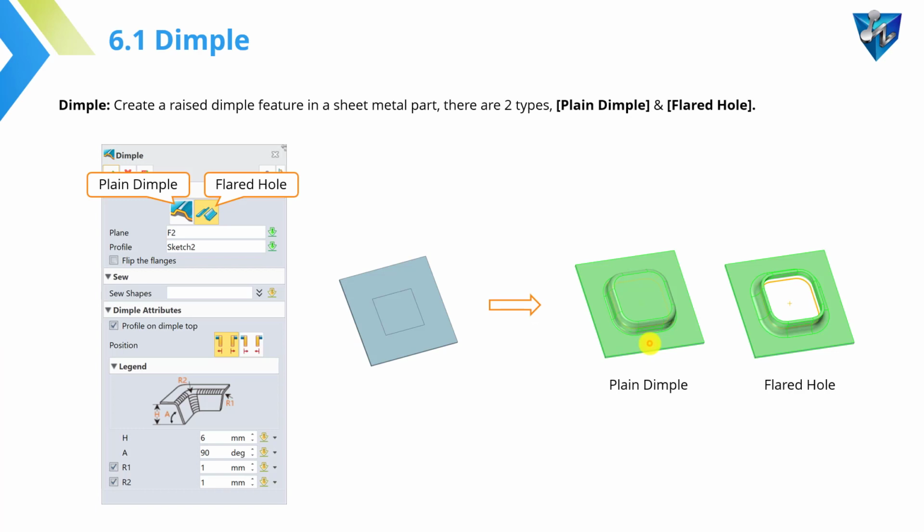So first one is the dimple command. It's used to create a raised dimple feature in a sheet metal part based on a profile. And the other parameters can be defined here. Okay, and it's also able to create both plain dimple and also flared hole.